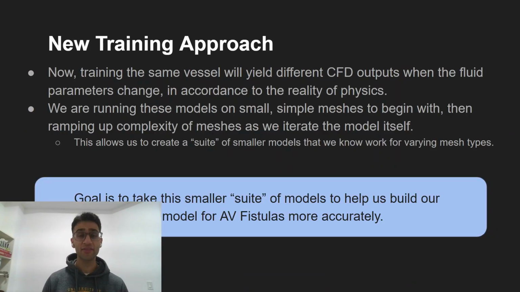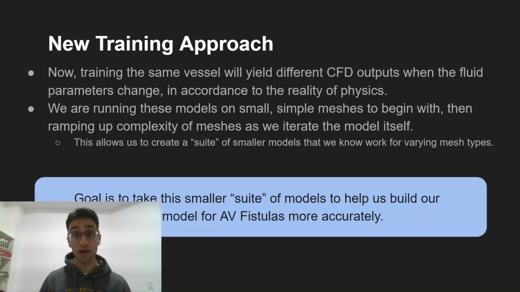So now, training on the same vessel, like our cylinder, will yield different CFD outputs when the fluid parameters change in accordance with the reality of physics. Now, we are going to run these models on small, simple meshes to begin with, then ramp up the complexity of meshes as we iterate through the model itself. This will allow us to create a smaller suite of models that we know work for varying mesh types. Because ultimately, our main goal is to prove that we can create an ML surrogate for CFD simulations. If we can first prove that we can take the simplest CFD simulation and create an ML surrogate for that, then that must mean we're doing something correctly and we can scale properly.